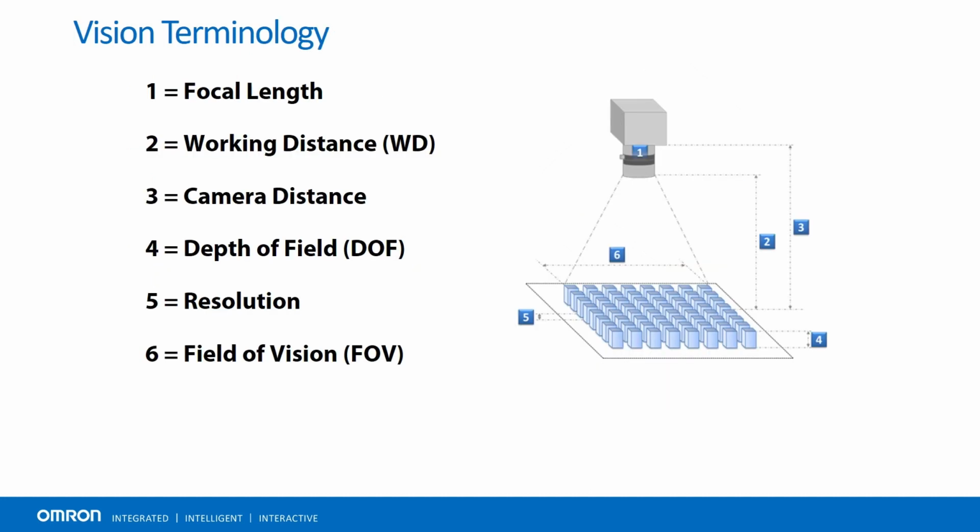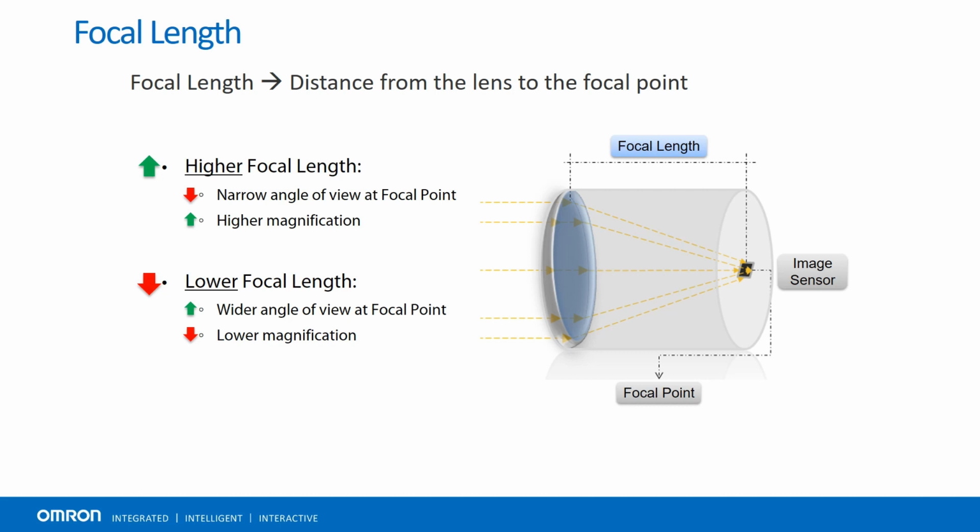Before we dive into the different types of lenses, we must understand the basics of vision terminology. This slide provides a quick reference to all the different criteria necessary to properly solve a machine vision application. The first thing we must pay attention to is the focal length, which is how we ensure our inspection object is actually in focus. It is defined as the distance between the center of a lens and the focal point.